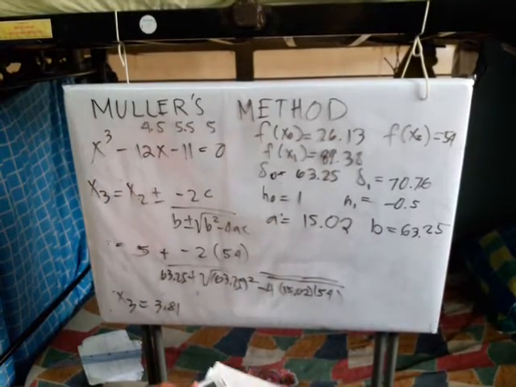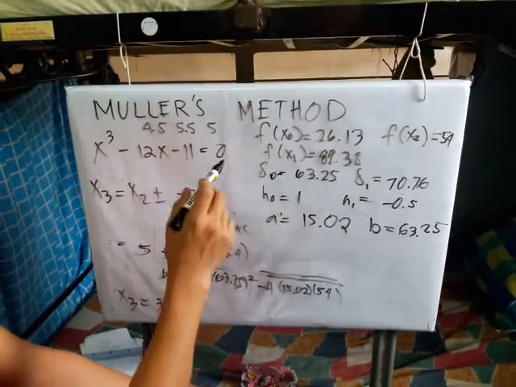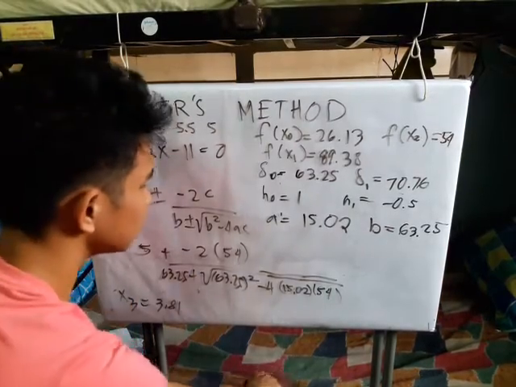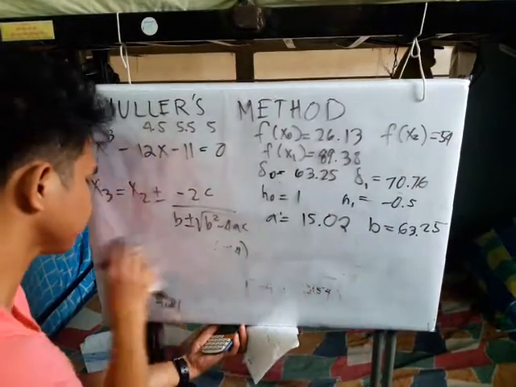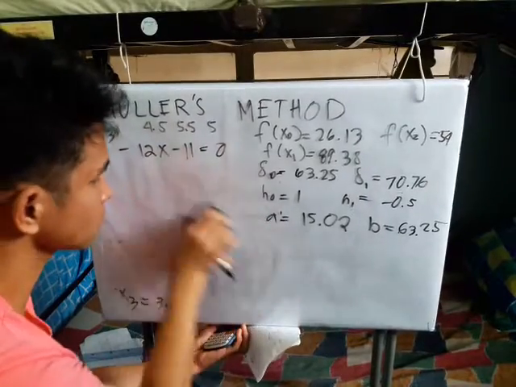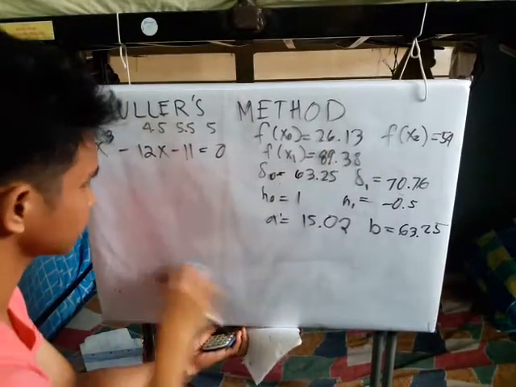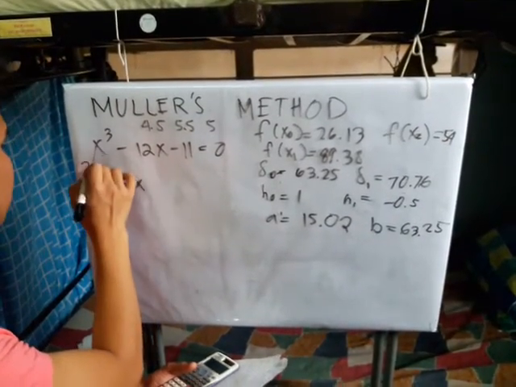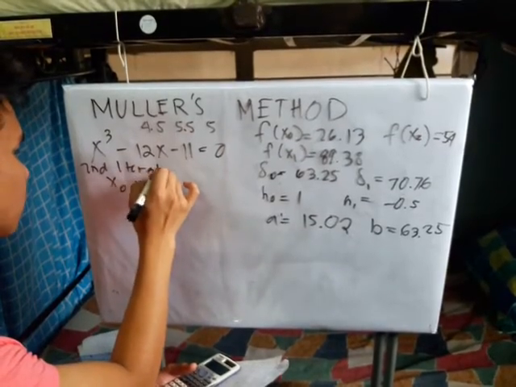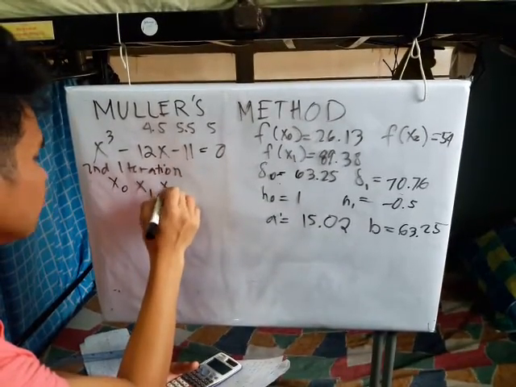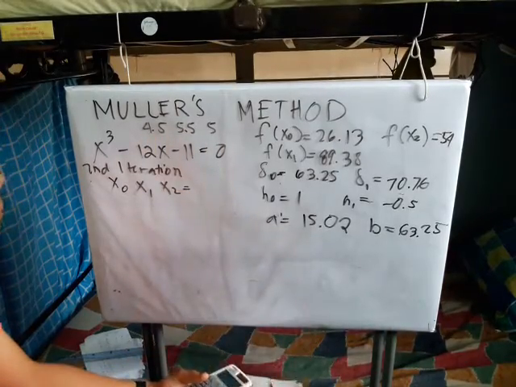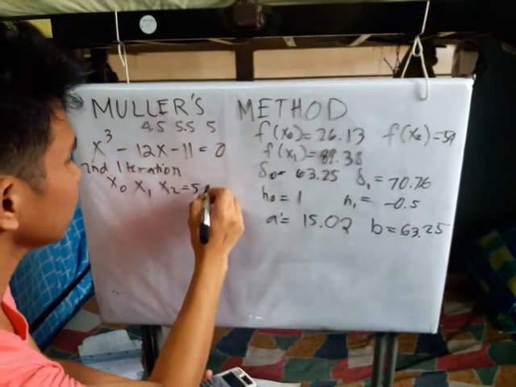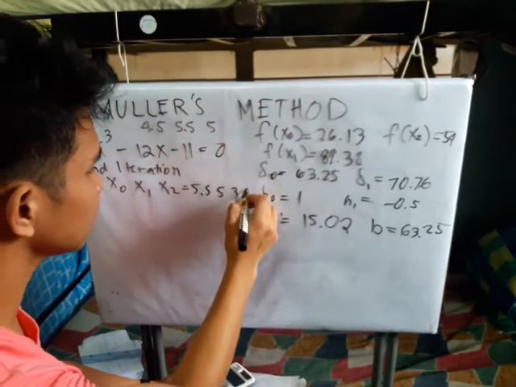So for the first iteration, the value of x0, x1, and x2 is 4.5, 5.5, and 5 respectively. For the second iteration, we are now using x0, x1, x2 equal to: from 4.5, the x0 will move to 5.5. So 5.5, 5, and 3.81.